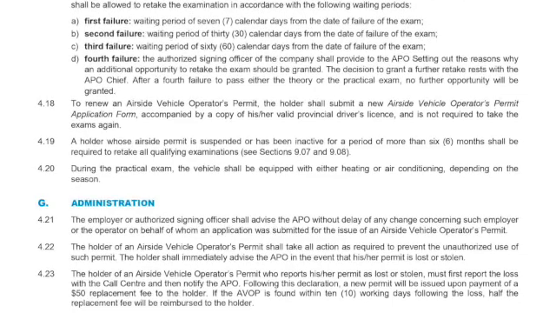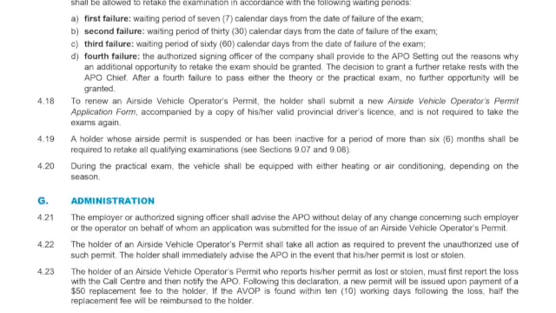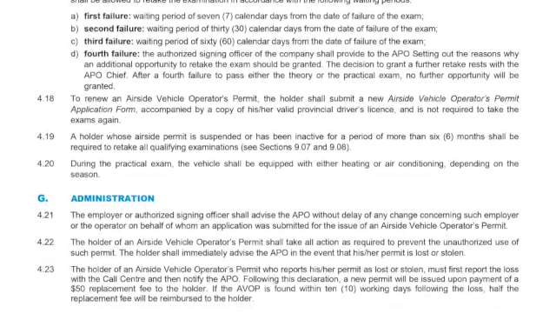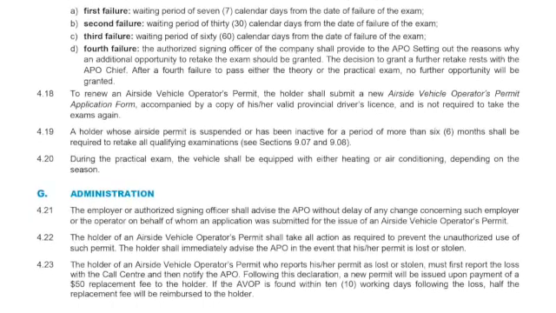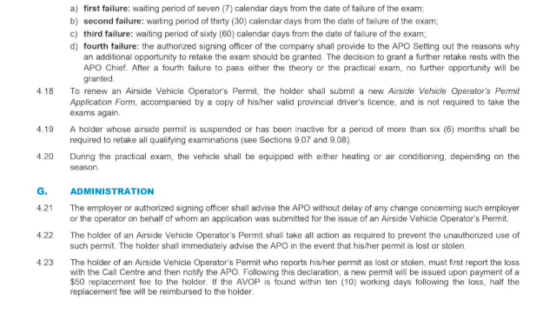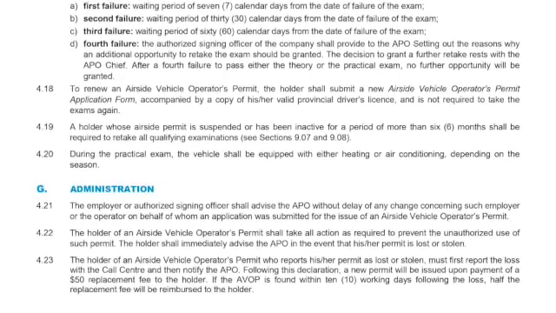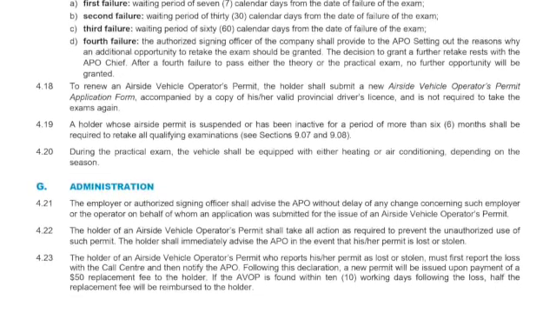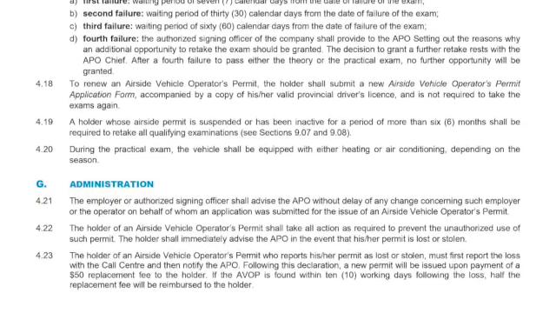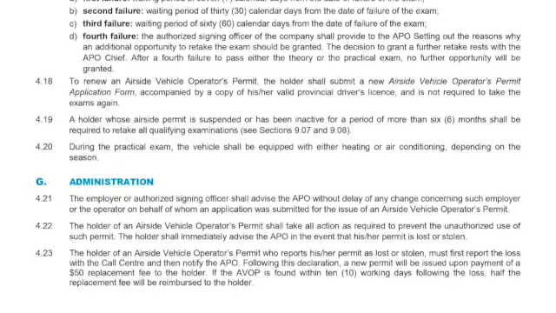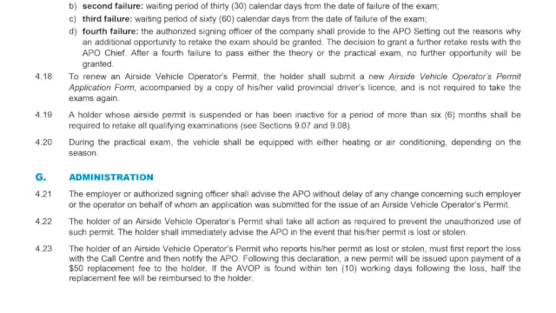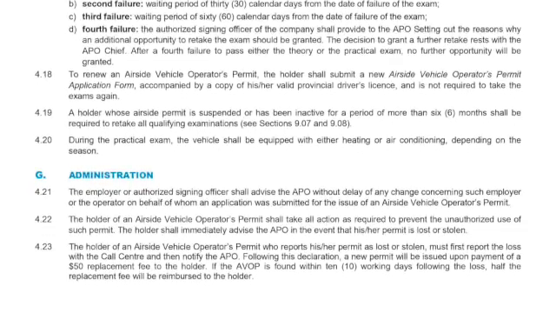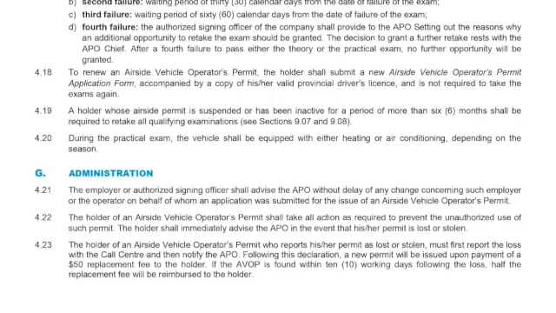G. Administration. 21. The employer or authorized signing officer shall advise the APO without delay of any change concerning such employer or the operator on behalf of whom an application was submitted for the issue of an Airside Vehicle Operator's Permit. 22. The holder of an Airside Vehicle Operator's Permit shall take all action as required to prevent the unauthorized use of such permit. The holder shall immediately advise the APO in the event that his/her permit is lost or stolen.